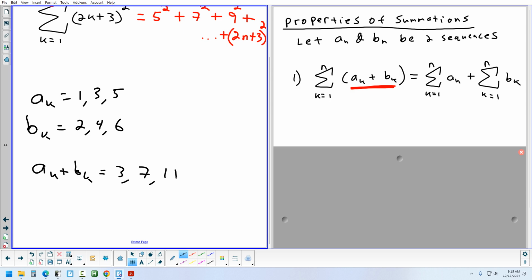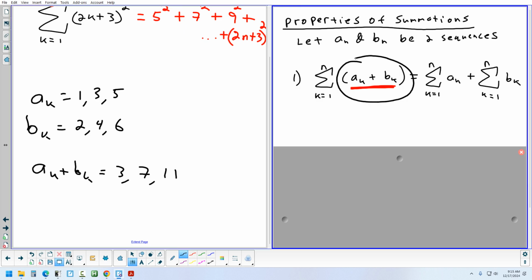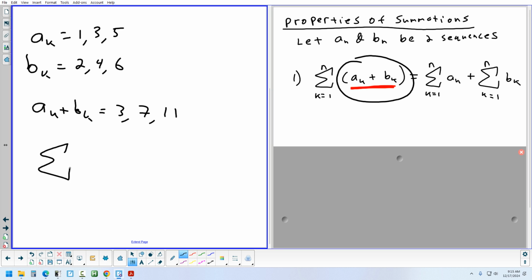Okay, so that's the part underlined in red. Now, when you have a sigma, that means to take everything you got from that last step and now add that all up. So the sum of what we just did is going to be 3 plus 7 plus 11.